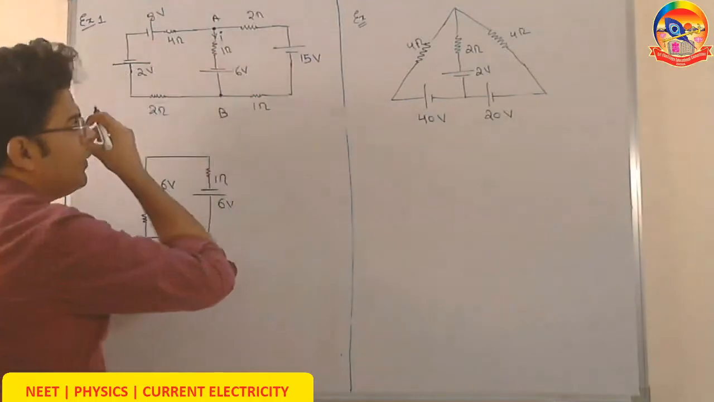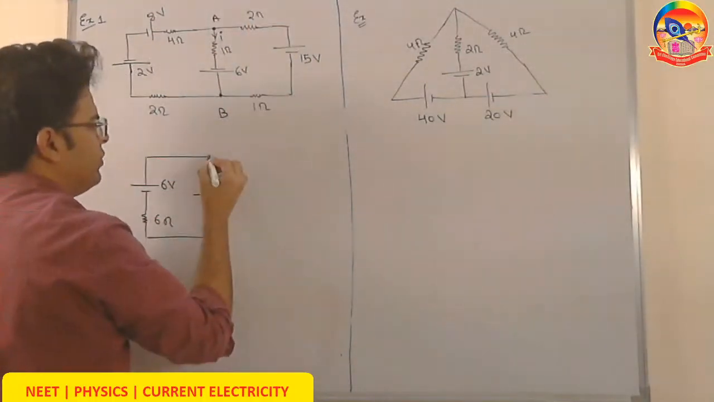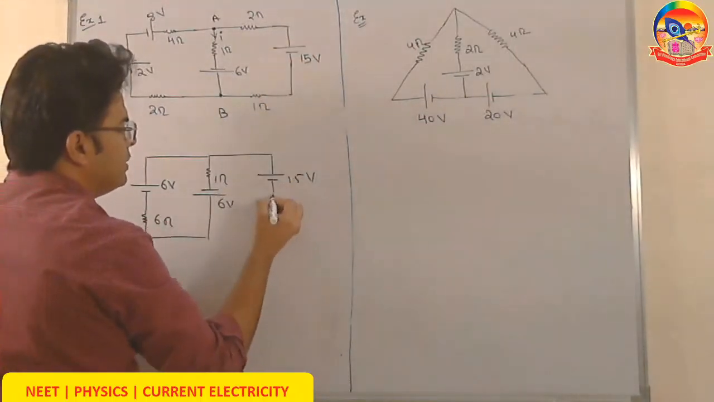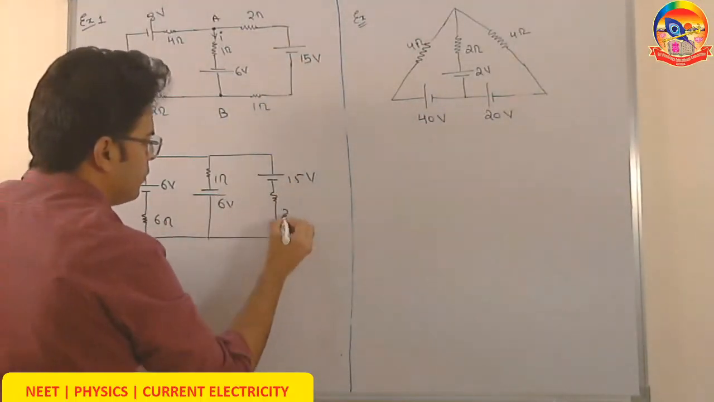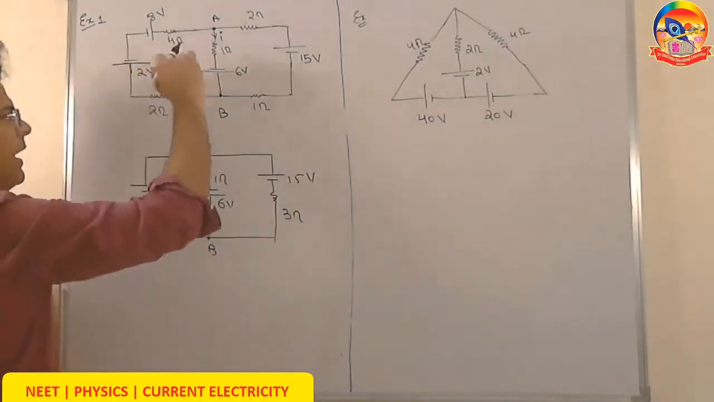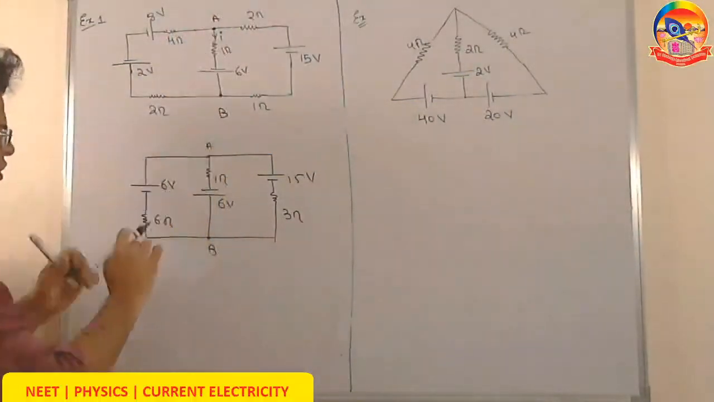In the third line, you have these two, designed 2 plus 1, 3. They are in series, 15 volt, and this is 3 ohm. Now see better, all three are connected in parallel between A and B. So I have reduced this circuit in my imagination to this.